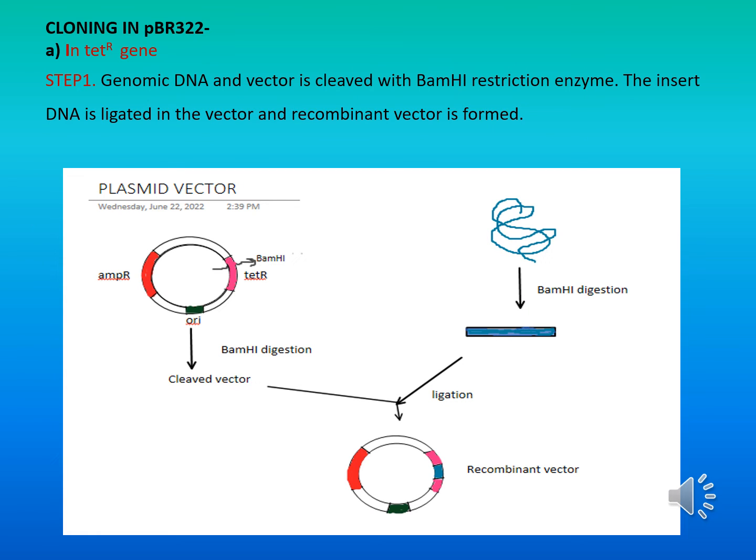We will see how we do cloning in this vector pBR322. First of all, we require a gene which we have to amplify. For this, we take genomic DNA and digest this DNA with the restriction enzyme BamHI. After digestion, we take a fragment which we have to clone in this vector. For cloning, we use the tetracycline resistant gene of this vector. We cleave this vector with the same enzyme BamHI. After digestion, we insert this foreign DNA in the tetracycline resistant gene and a recombinant vector is formed.